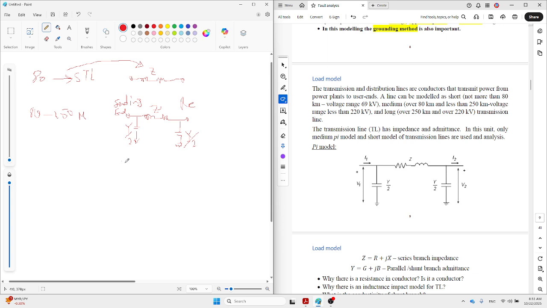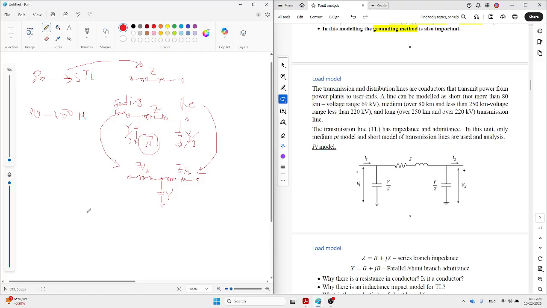The medium transmission line in another way can be modeled as a T, where we make the Z half, another Z. So this is our Z, this Z becomes half: Z over 2 here, Z over 2 here, but the full Y is connected at the middle. Both models are the same: here is the sending end, here is the receiving end. Both models are acceptable, but mostly they use the pi model. So this is the pi model, and you can see we are using the pi model here.